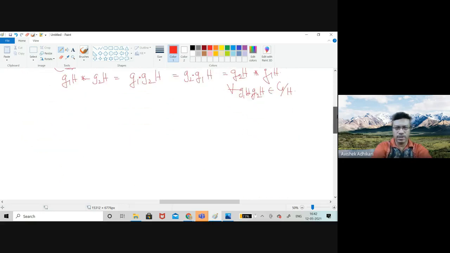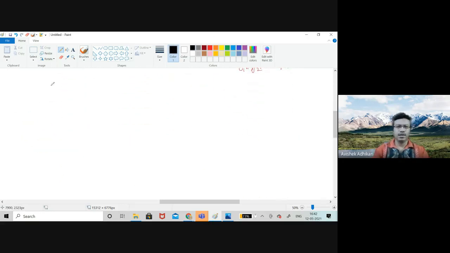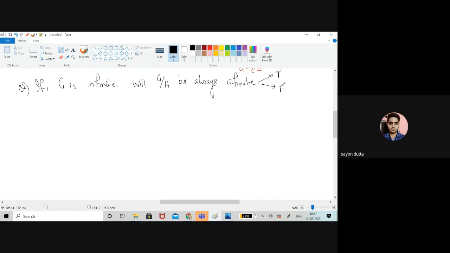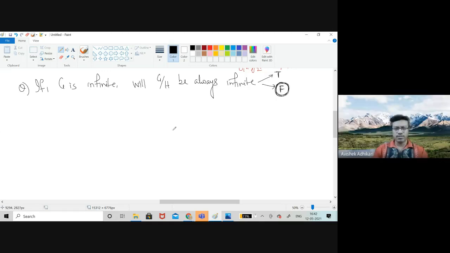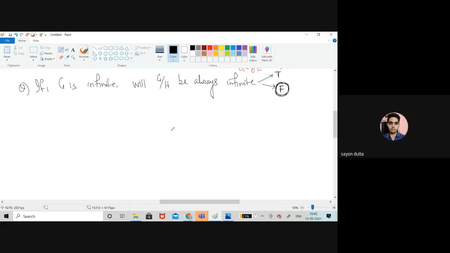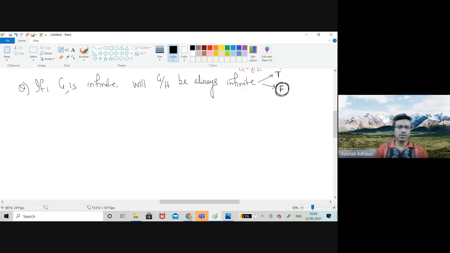Okay, if I ask you this question, if G is infinite, will G quotient H always be infinite? True or false? What will be your answer? No, sir. An infinite set can have finite cosets. Maybe. Example? Sir, Z quotient 2Z. Very good.